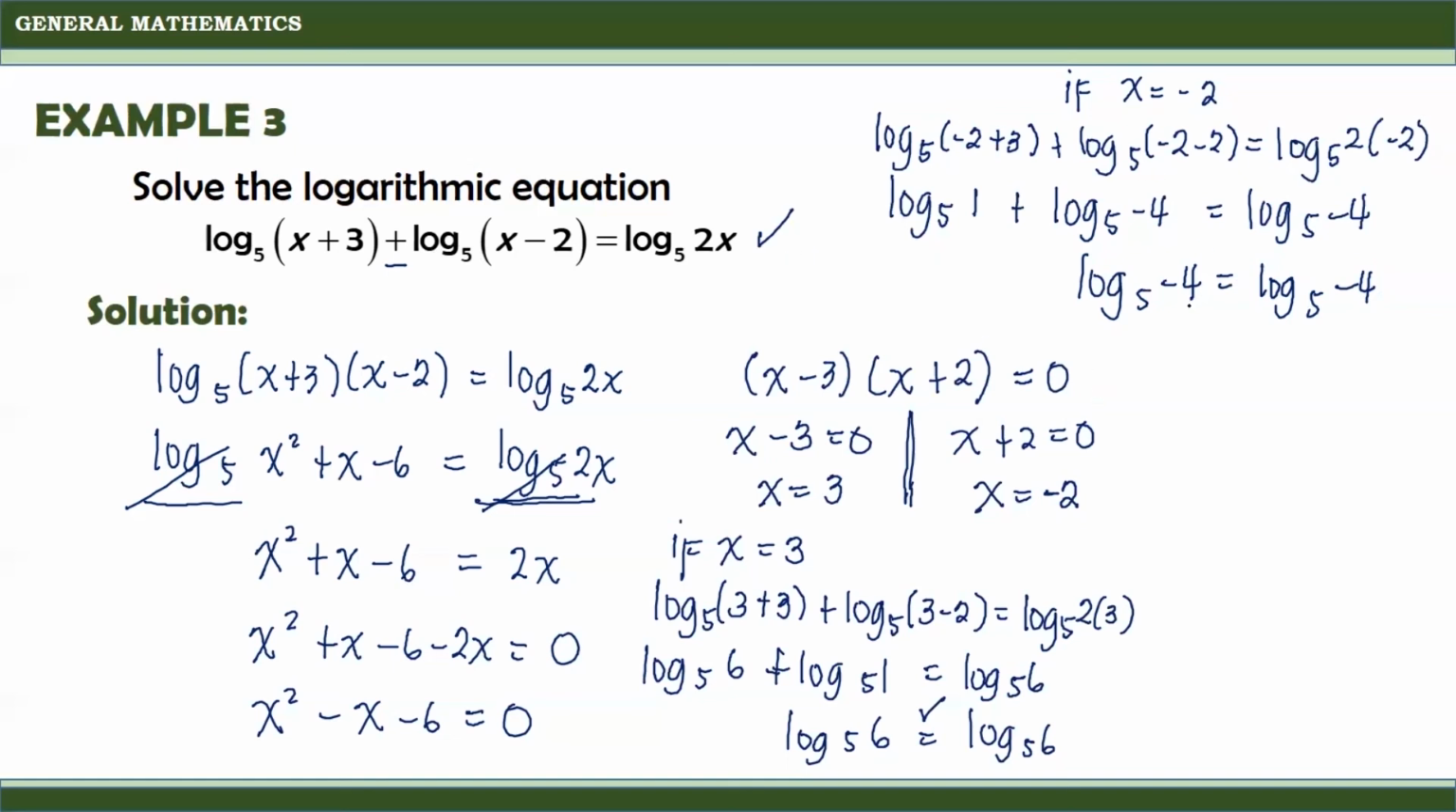However, note that the powers should be greater than 0. Since we have negative 4 here, we cannot consider the value since it is negative. Hence, the only value of x is 3.